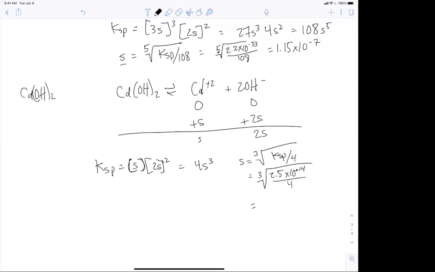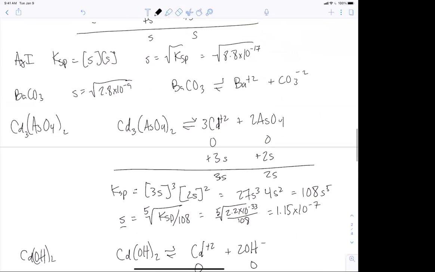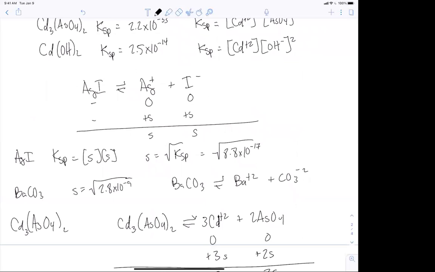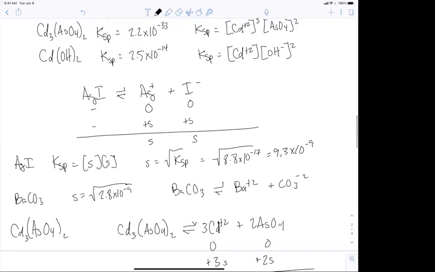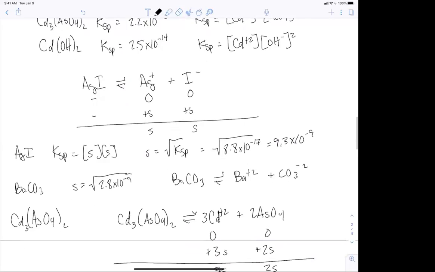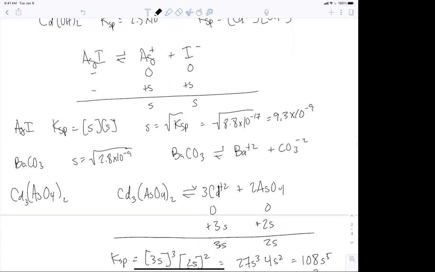I did put that in my calculator right. 1.8 times 10 to the minus 5th. And then, whatever the square root of 2.8 times 10 to the minus 9th is.